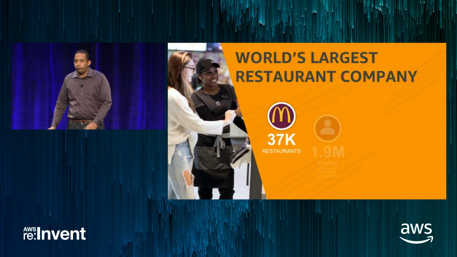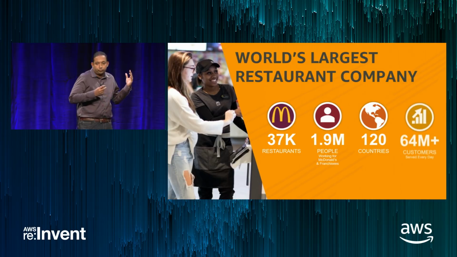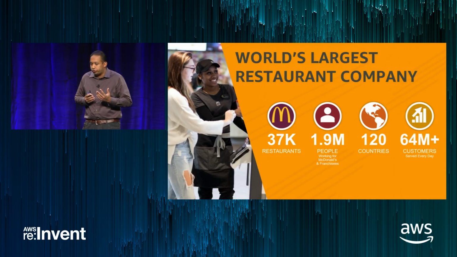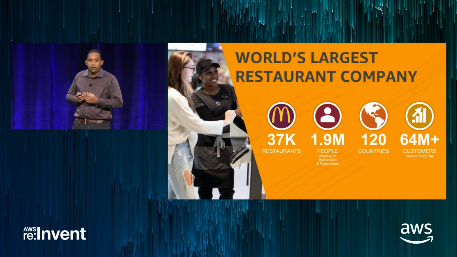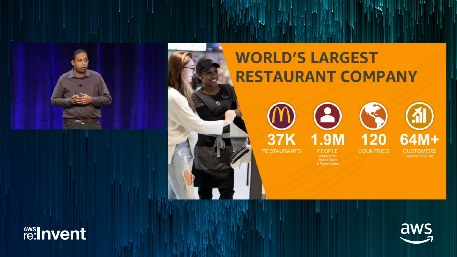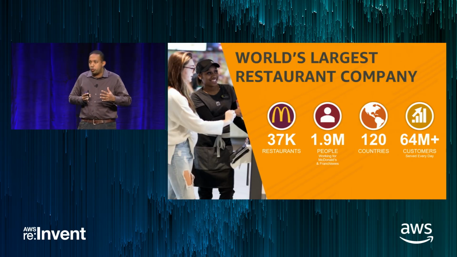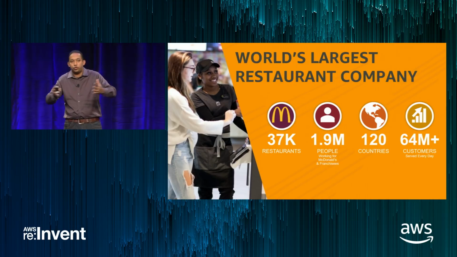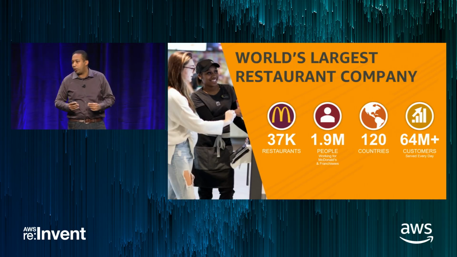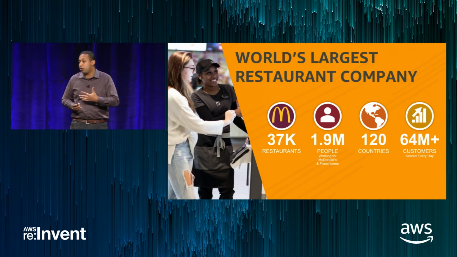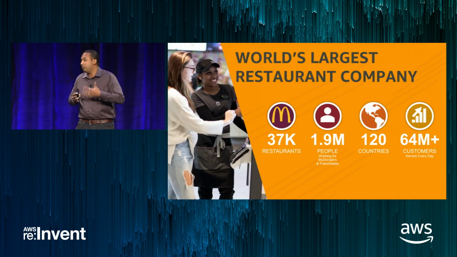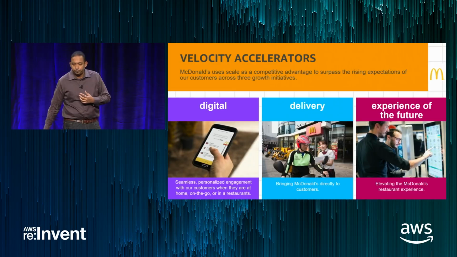So here's some interesting facts about McDonald's. We have 37,000 restaurants spread across 120 countries globally. And we proudly serve about 64 million customers every day, right? As you know, scalability is a difficult problem, but scalability with a distributed network like this, as well as this level of volumes in terms of scale, is even a tougher problem for us to solve, right? We'll talk a bit about that as we go on.